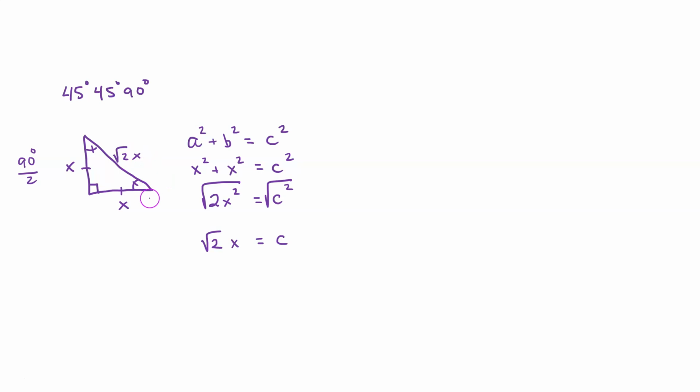So this is kind of a shortcut. If you recognize you have a 45, 45, 90 triangle, you don't actually have to go through the Pythagorean theorem to figure out what your hypotenuse is. If you know that this side is, let's just say that x equals 7, well, your hypotenuse equals the square root of 2 times 7.